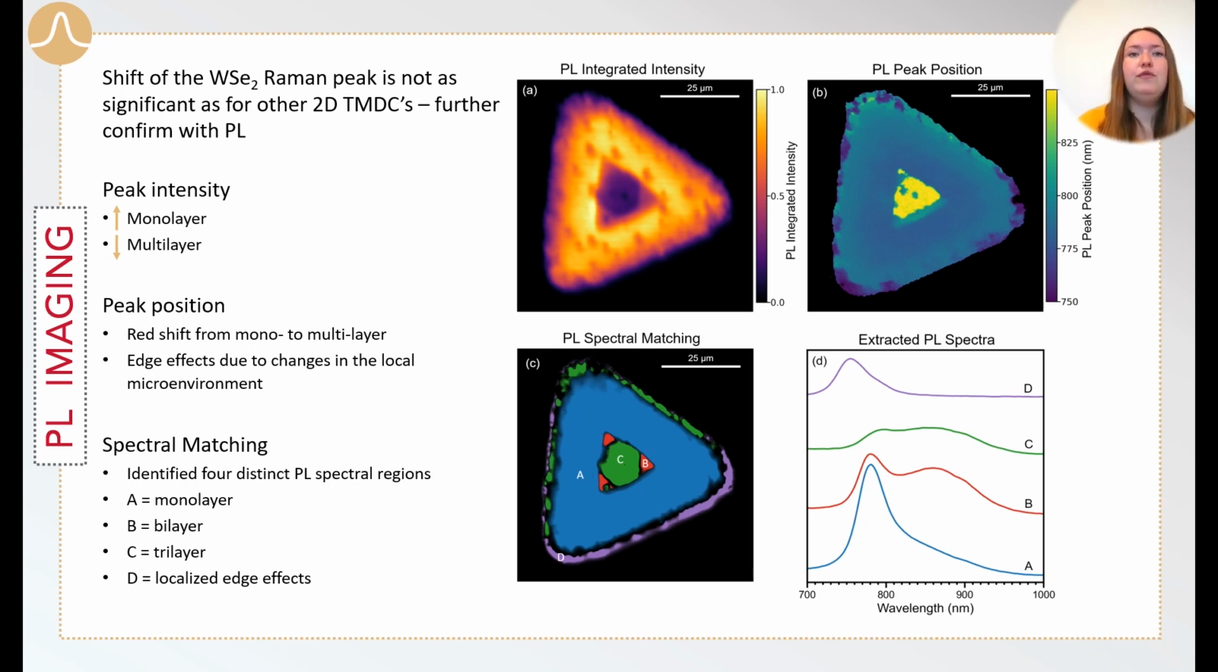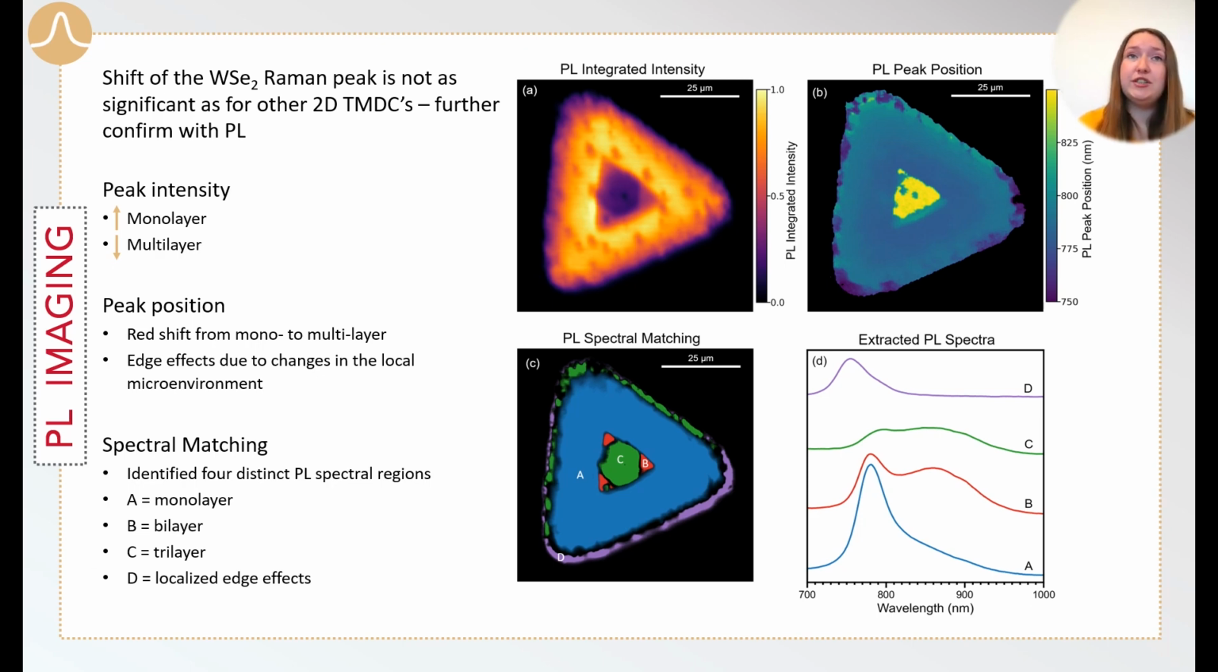And when we move to region C, the intensity of the photoluminescence has decreased again. And now, when you look at the spectra, it doesn't really have a defined peak at 780. This shoulder at 870 nanometers is becoming more the dominant component of the spectra. So this means we can assign this as tri-layer tungsten diselenide.